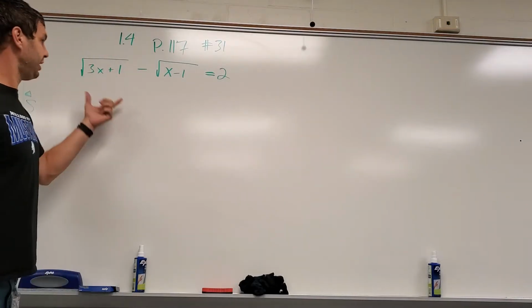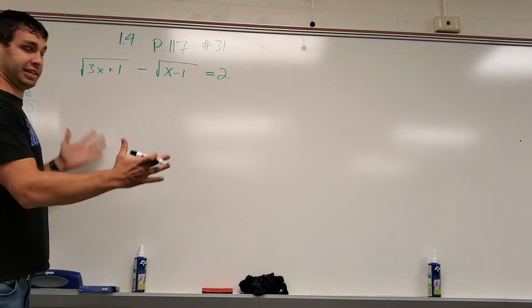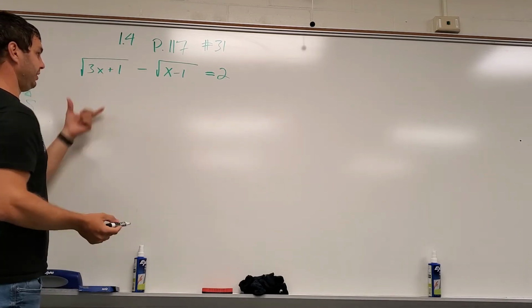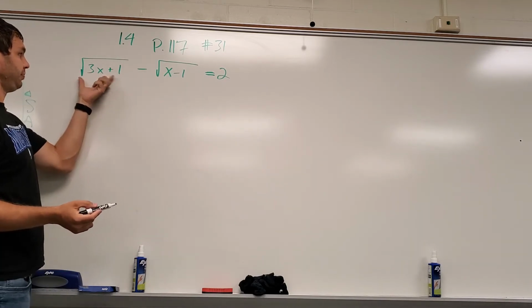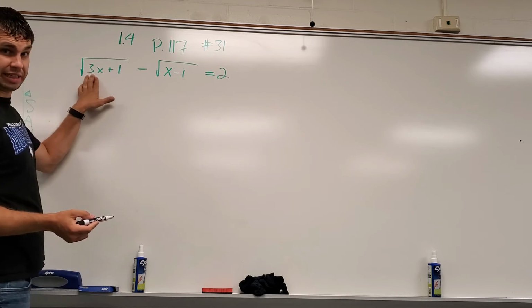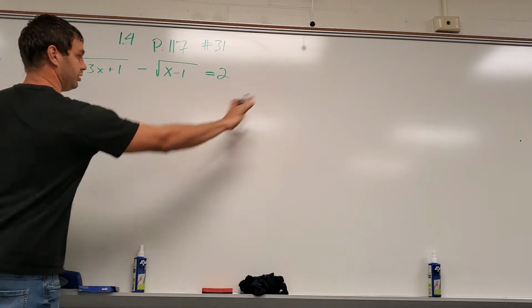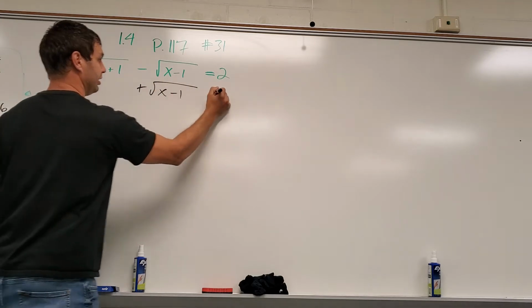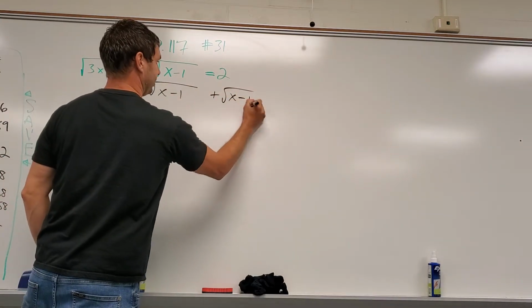Let's check out this problem here. It has 2 square roots in it, and it looks like it's kind of going to be a doozy, and it is. So what we're going to do is find the more complicated square root, which happens to be this one, because of the 3 with the x. Let's move the other one to the right side. We're going to add the square root of x minus 1 to both sides.